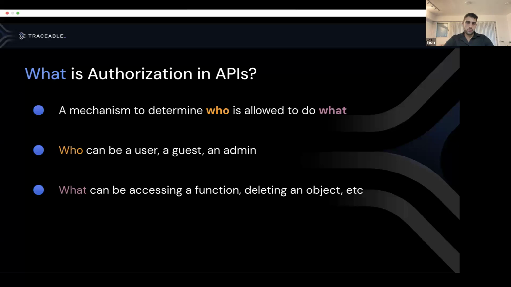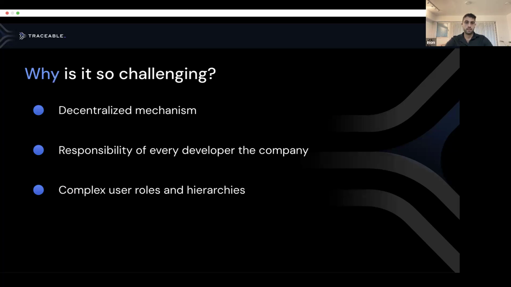Before we talk about the issues in the implementation of authorization, let's talk about what authorization in APIs is. In very simple words, just to dumb it down, it's a mechanism to determine who is allowed to do what in the API. Who can be a user, a guest, or an admin, and what can be a type of action, for example, accessing a function, deleting an object, reading information of an object, and so on. The implementation of this mechanism is very challenging in modern applications, and I personally find authorization problems in almost every API that I test.